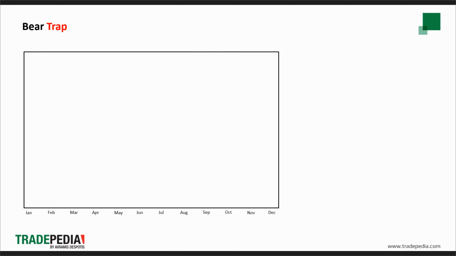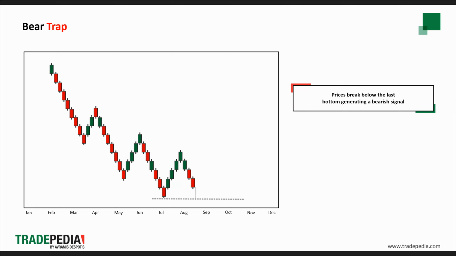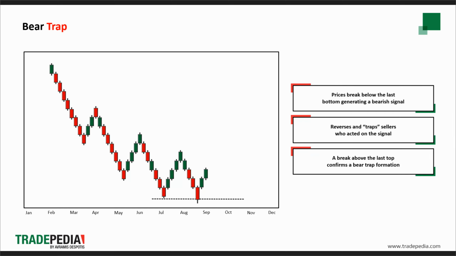Okay, no questions. Let's move on to the bear trap. The bear trap is really just the opposite of the bull trap. The bear trap is a pattern where prices break below the last bottom, generating a bearish signal. So same thing: people think that price has already formed a lower low, so they think that we are in a downtrend. But then price almost immediately reverses, trapping the sellers, and then it breaks out to the upside, forming what we call the bear trap.